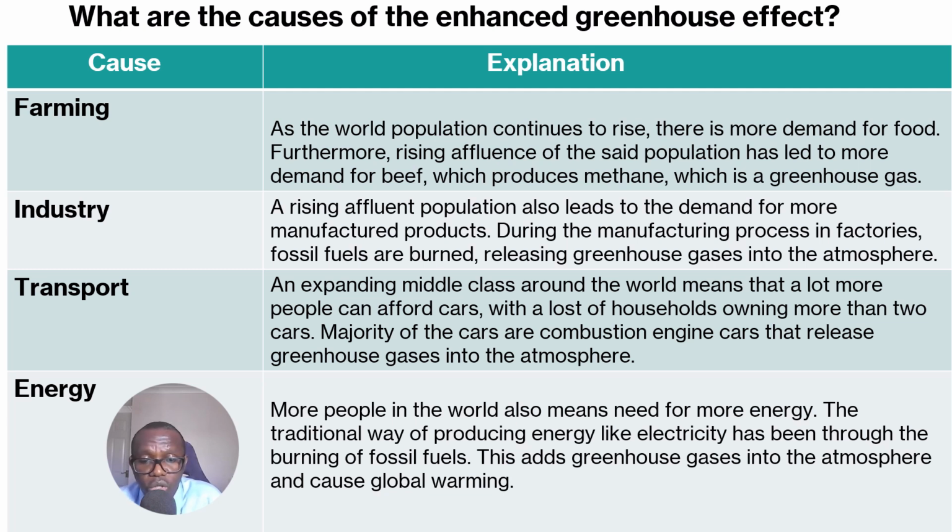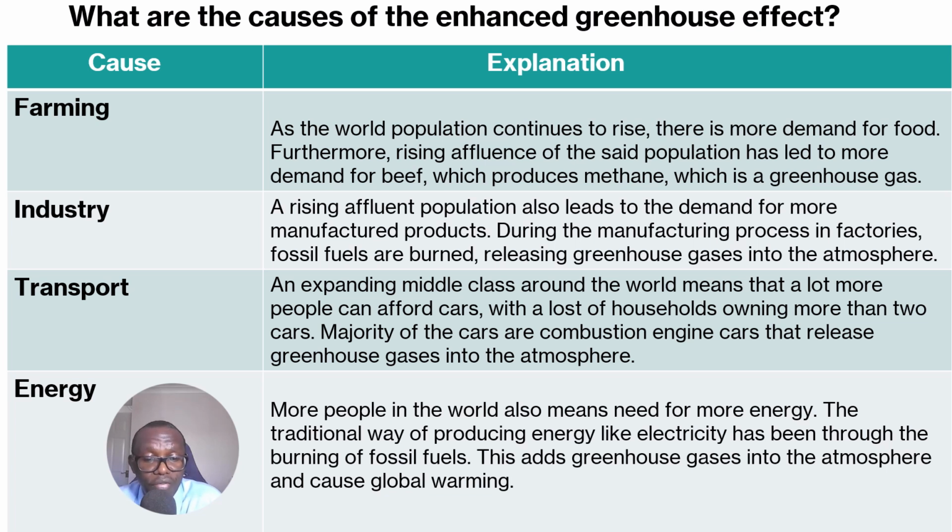Then the third cause is transport. A lot of people in the world now can afford cars, again due to that rising affluence. And then there's increasing urbanization as well, as more and more people move into urban areas and get better jobs. As a result of that, they can afford to buy a car. And a lot of those are combustion engine cars, which again are producing greenhouse gases that then lead to the enhanced greenhouse effect.